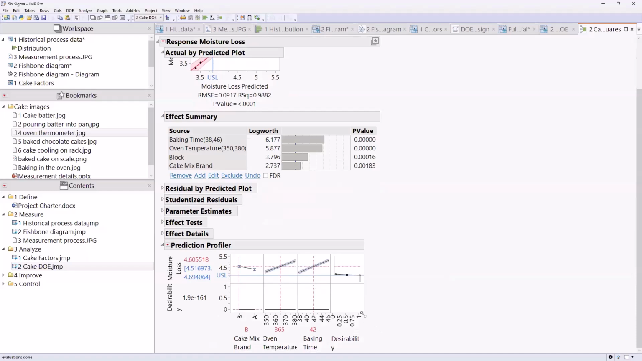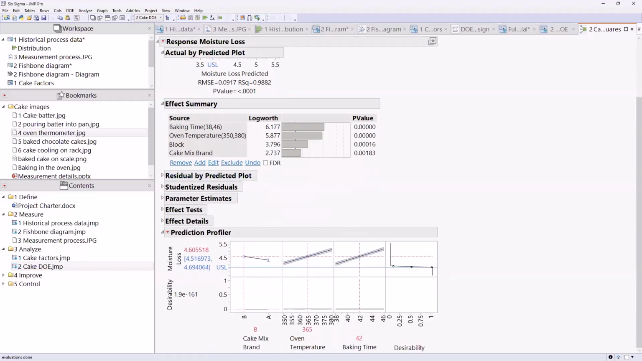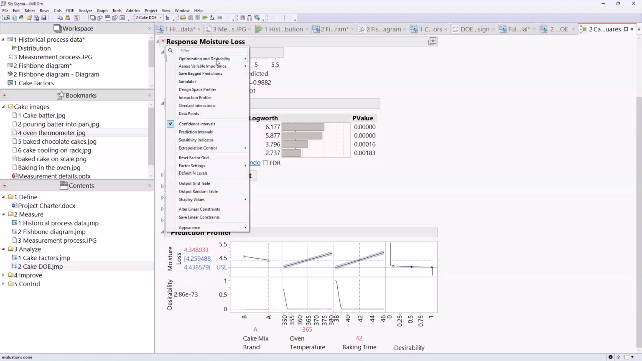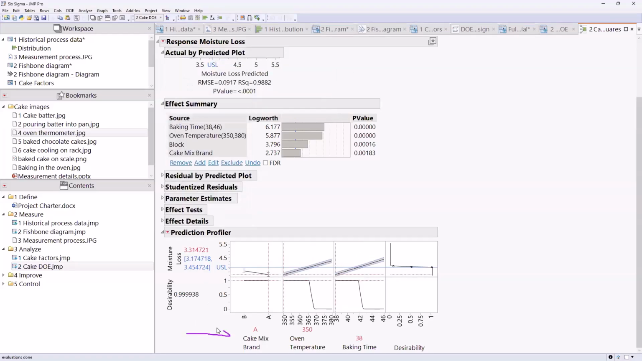And if we go to the bottom, of course, we have our profiler. So I can see the impact of each of these factors, the direction and magnitude of the impact each of these factors have on my moisture loss. I also have the spec limit showing here since I included that in my design, and I can shift things around to find settings for my controllable factors that will achieve the moisture loss that I want, or I can ask JMP to go ahead and maximize the desirability and find the best settings for me. And that's what I've done here.